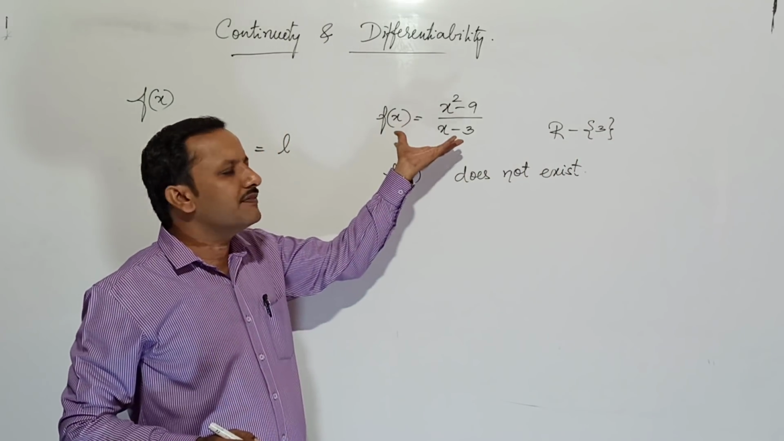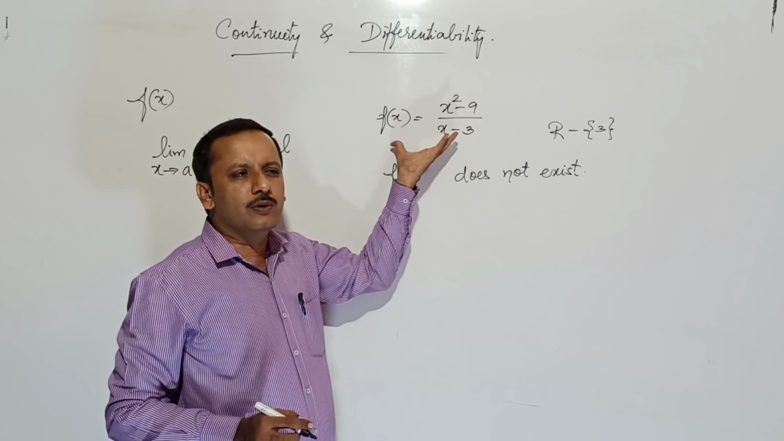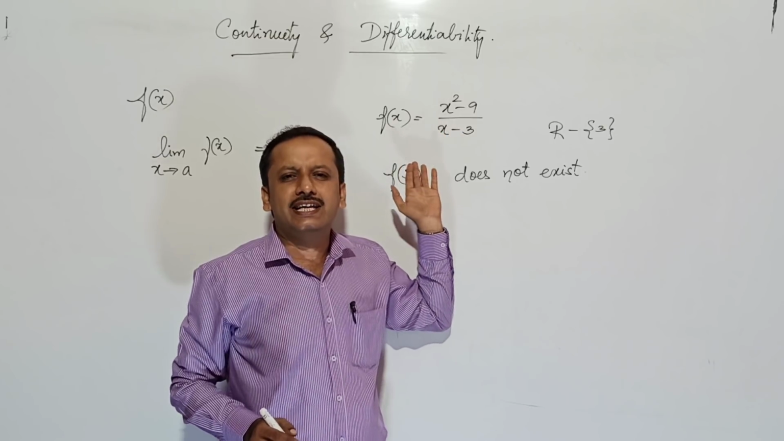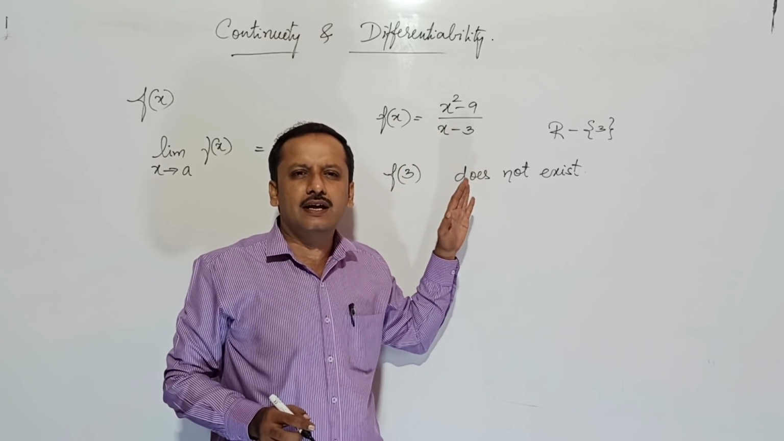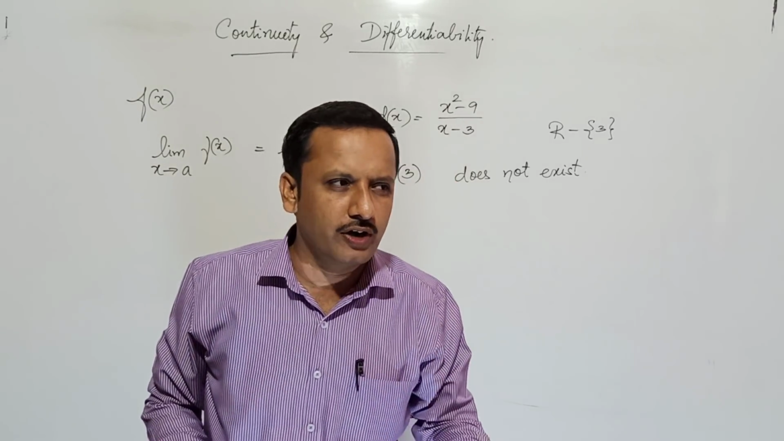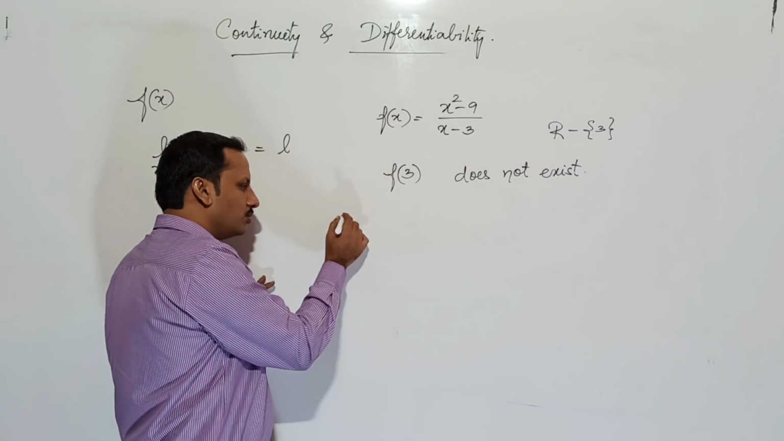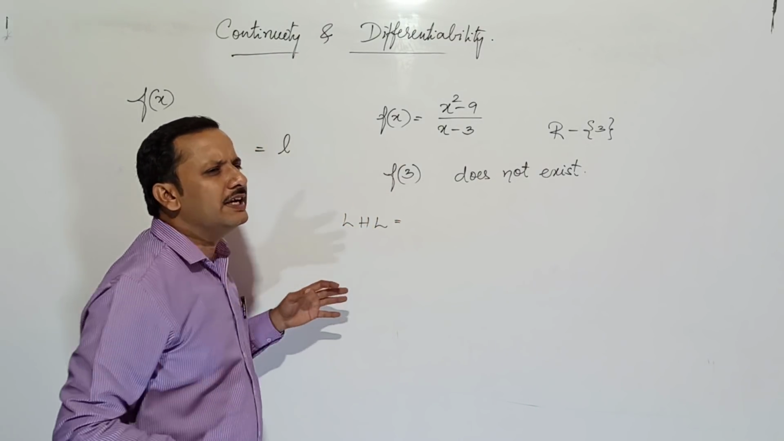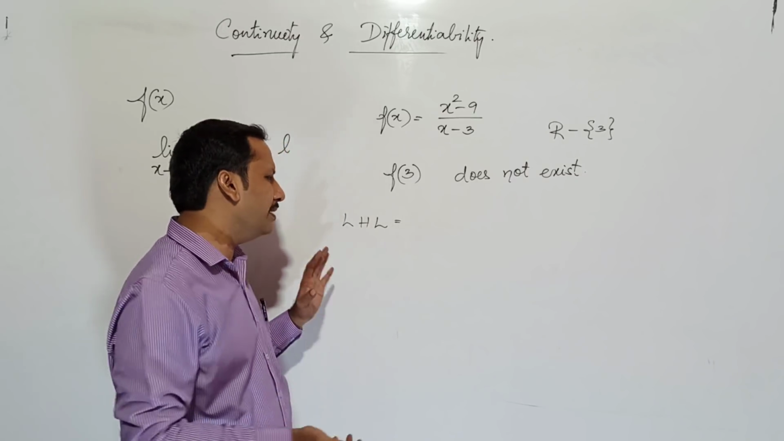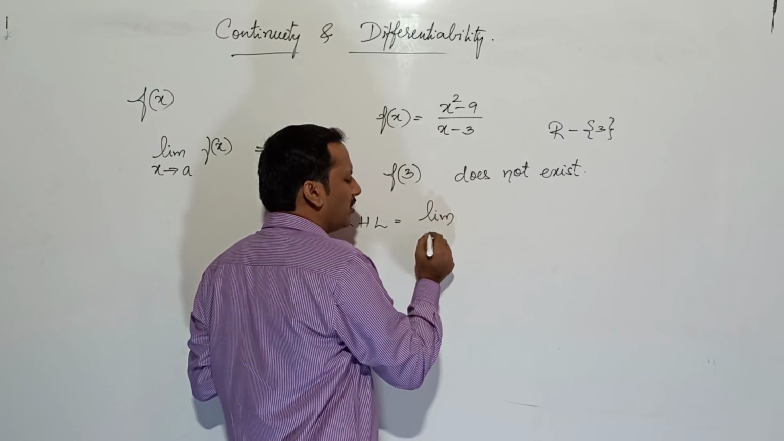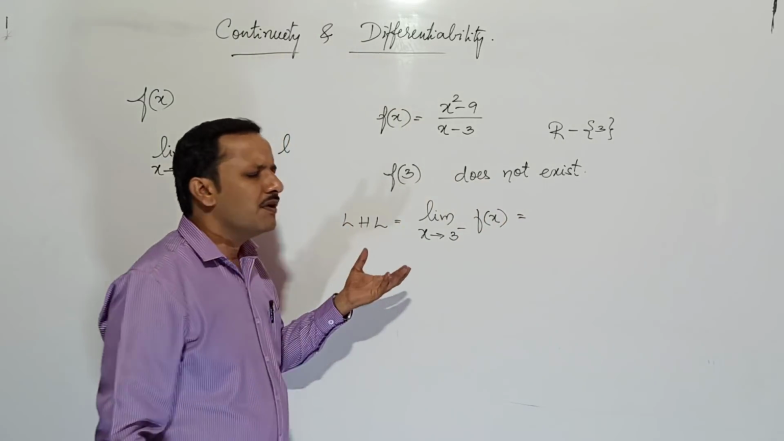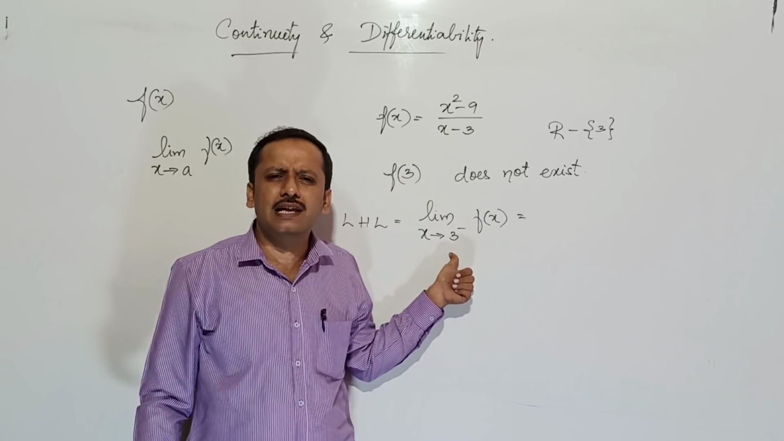Okay. So now this is the function I have considered. I want to check whether this function has a limit or not at x equal to 3. We already know that at x equal to 3 the function is not defined. But let us check whether the limit exists or not. To check this, we need to find the left hand limit and the right hand limit. Left hand limit is nothing but limit of x tends to 3 minus f of x. That means when x approaches 3 from the left side.